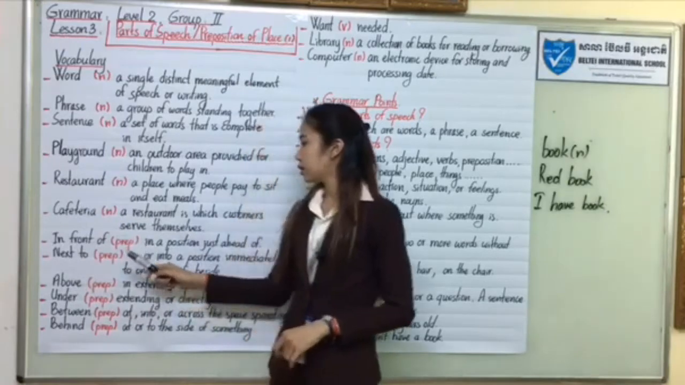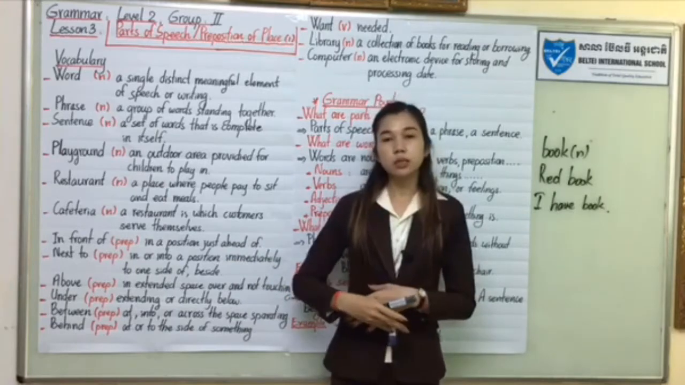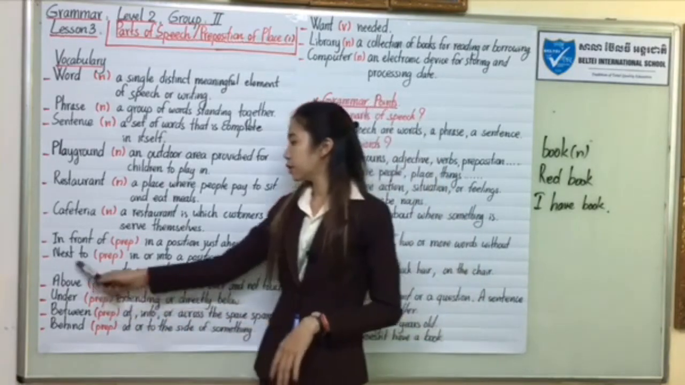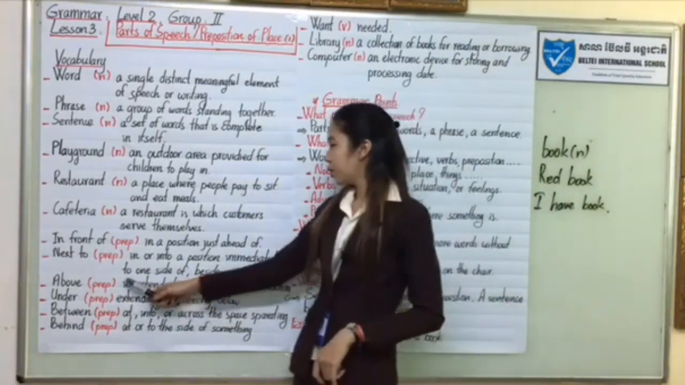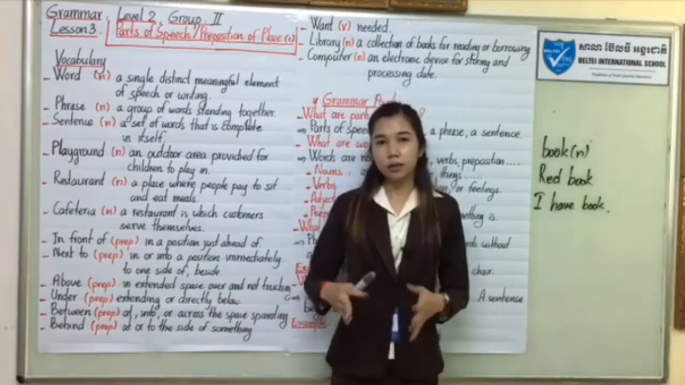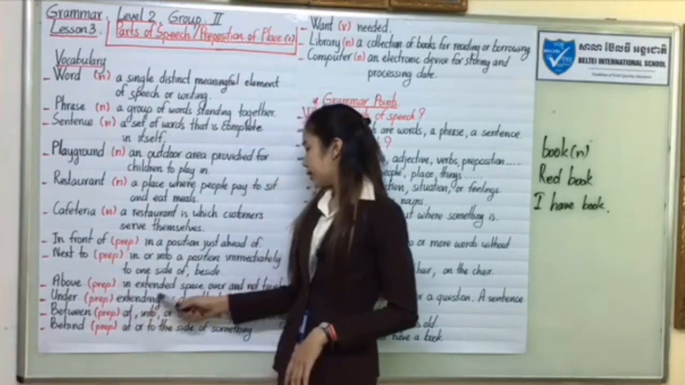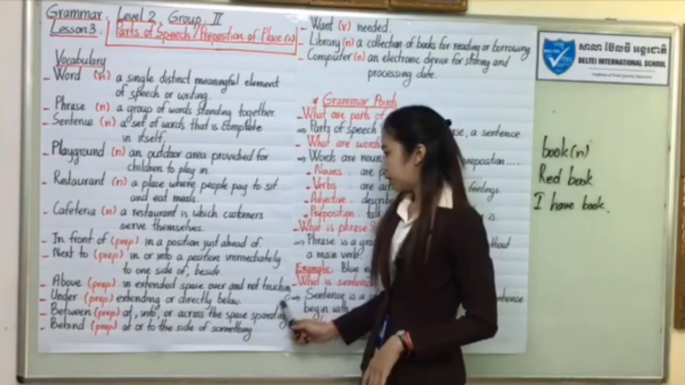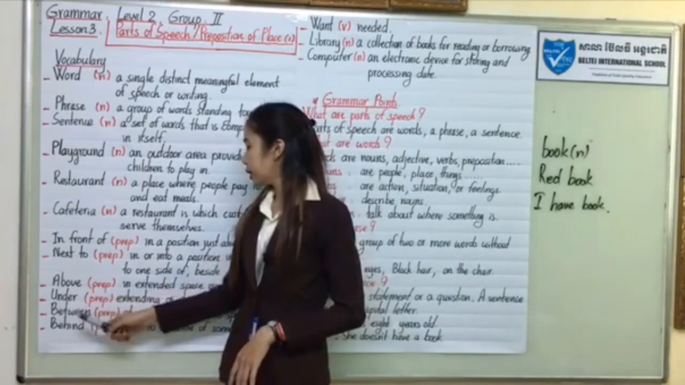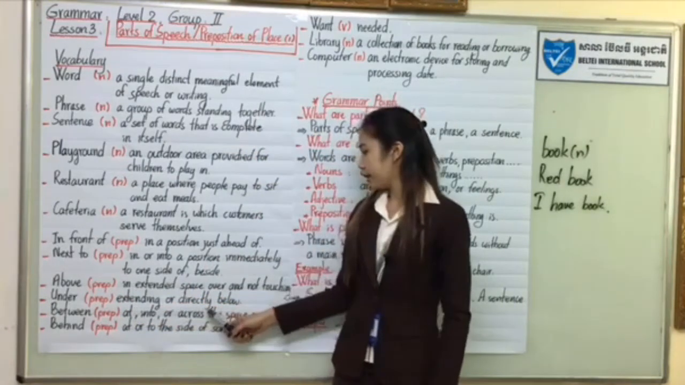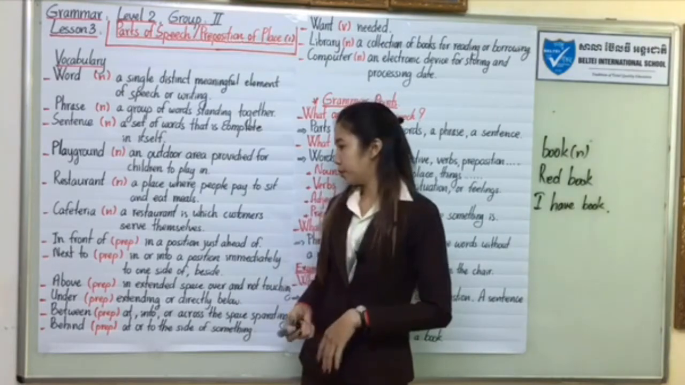In front of, function as preposition, in a position just ahead of. It means that my house is in front of the school. Next to, function as preposition, in or into a position immediately to one side or beside. It means that next to is the same as beside. Above, function as preposition, extending over and not touching. For example, the king's photo is above the whiteboard. Under, function as preposition, standing or directly below. It means that the cat is under my table.